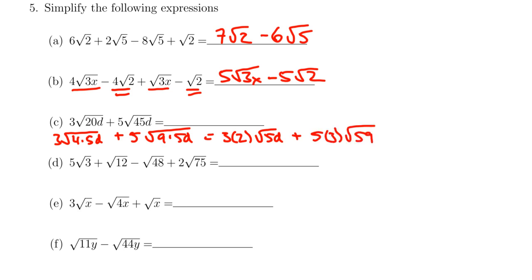So let's just take a look at that. That's 6 root 5d's plus 15 root 5d's. Oops, sorry, that's a 5d. I got a 59 there. 5d. Well, altogether, that's 21 root 5d.